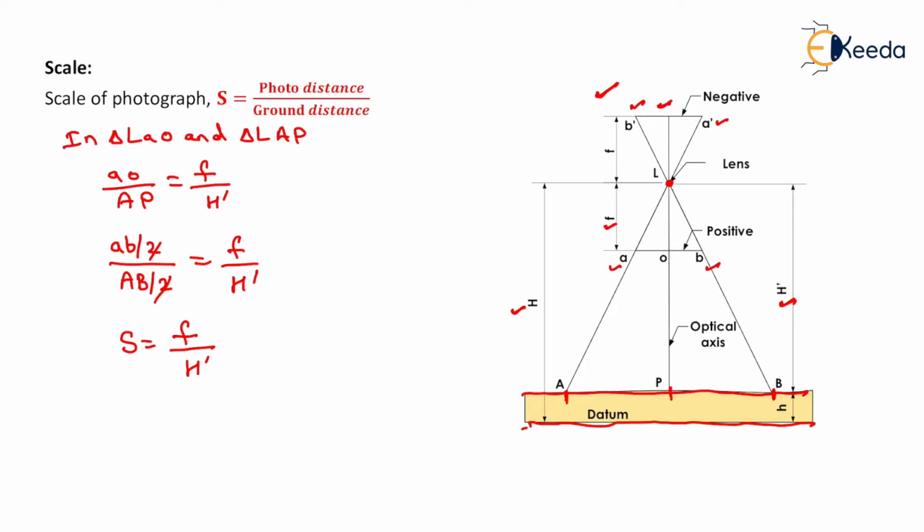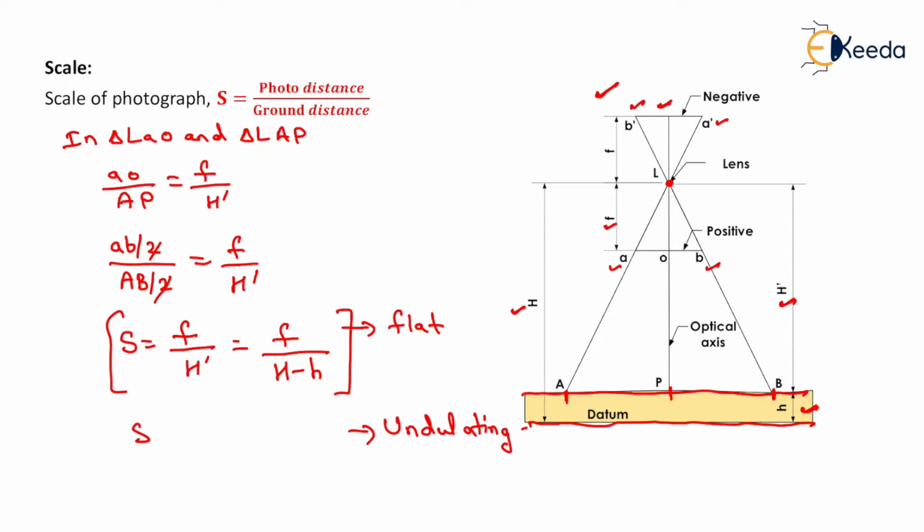Now if we want to write this formula as per the capital H value, then it will be equal to f upon capital H minus small h. Small h is the elevation of the ground from the datum, which is shown here. Now if the ground is flat, then this formula holds. If the ground is undulating, then we have to modify this formula and write it as f upon H minus H average. We have to determine the average value of the elevation of the ground from the datum.